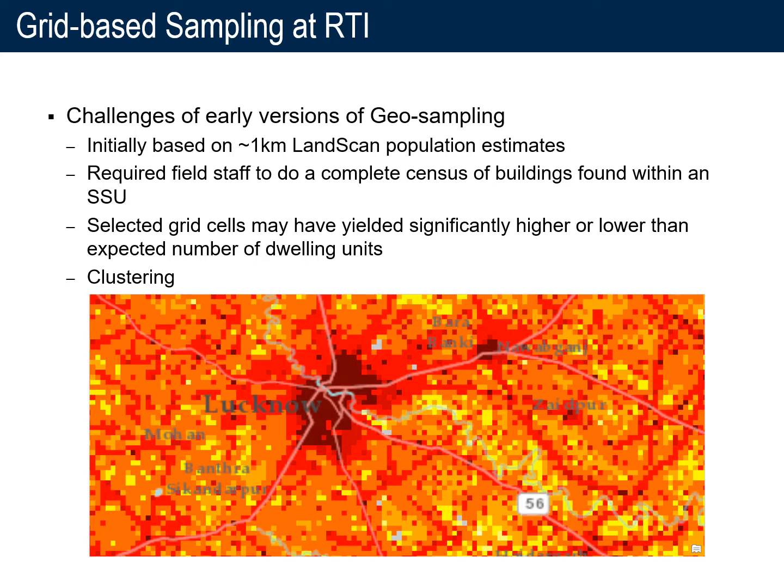Earlier versions of geosampling presented various issues. The methodology was originally based on 1 km² land scan population estimates, which we then had to subdivide into smaller traversable areas for our survey staff. We required the field staff to then complete censuses of all buildings found within an SSU. This led to selected grid cells yielding significantly higher or lower than expected number of dwelling units, and it also contributed to clustering.